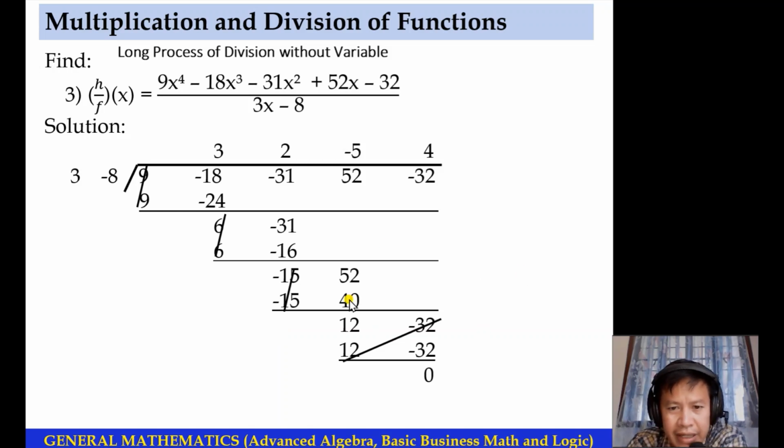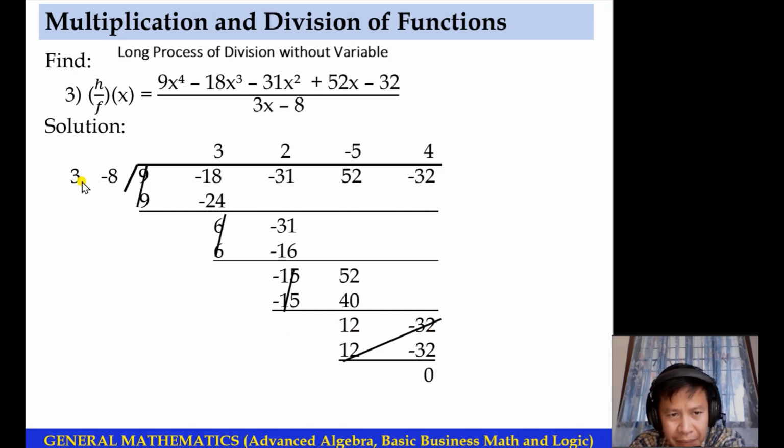Okay, now, therefore 52 minus 40 is equal to 12. Did you understand? From positive, that becomes negative already. Then subtract. Then copy the sign of the bigger absolute value. Then 12, the result is 12. Then bring down the last integer, the last coefficient, which is negative 32.